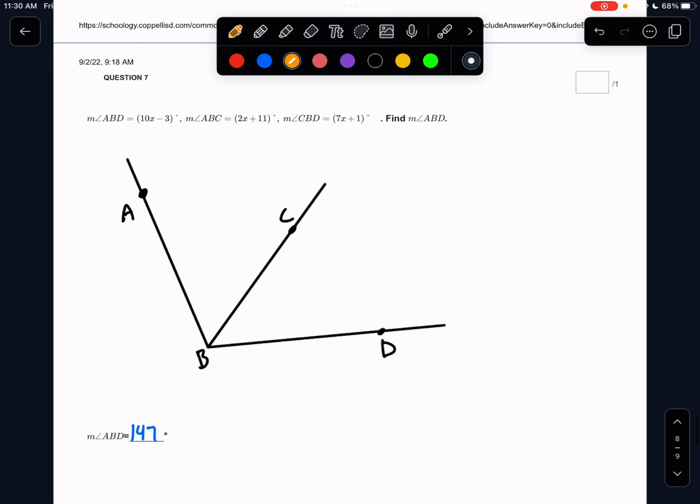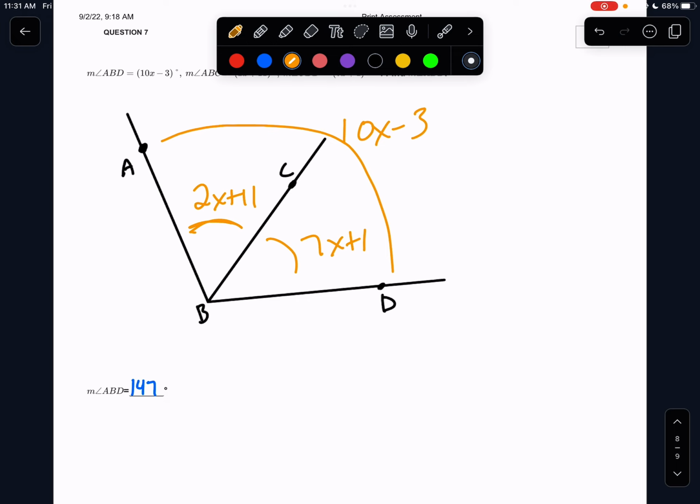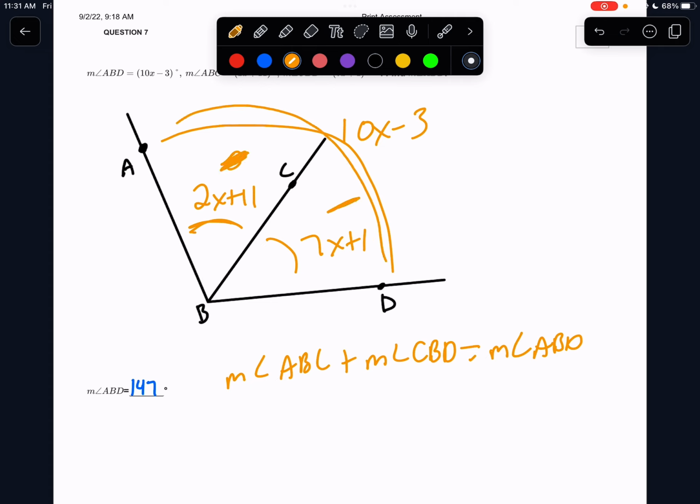Angle ABD, that's the whole thing, is 10x minus 3. Angle ABC, that's this part, is 2x plus 11. Angle CBD is 7x plus 1. So in this situation, we don't know anything is equal, but we know that if we take the measure of angle ABC and we add it to the measure of angle CBD, it's going to equal the measure of angle ABD. We know that small plus small equals total.